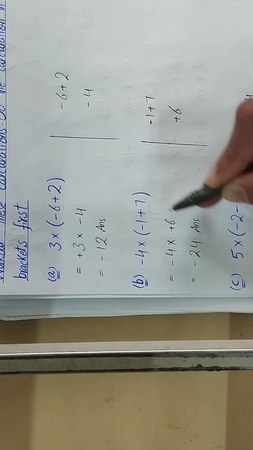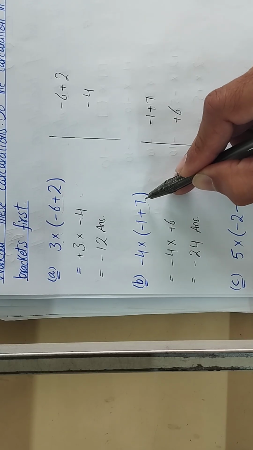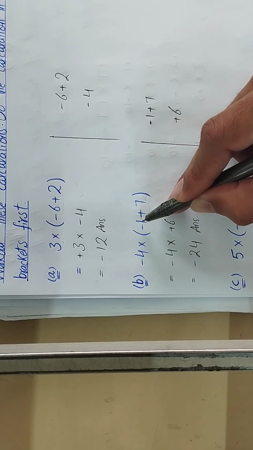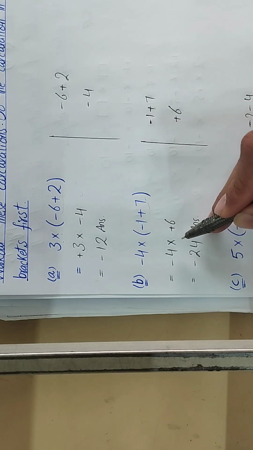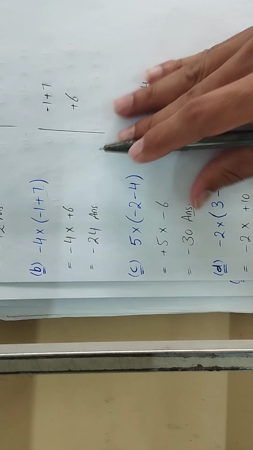So again we have two steps. First, do the calculation which is inside the bracket, and then multiply by the number which is outside the bracket to get the answer. Now let's see the third part.